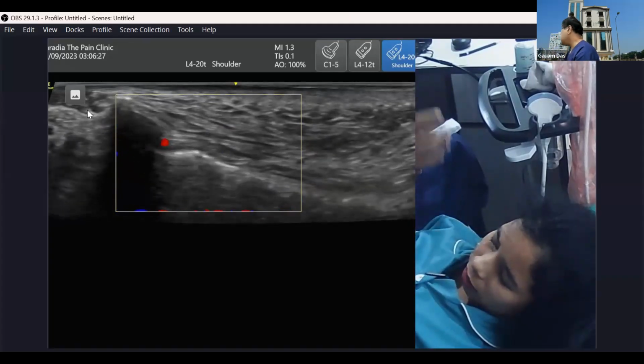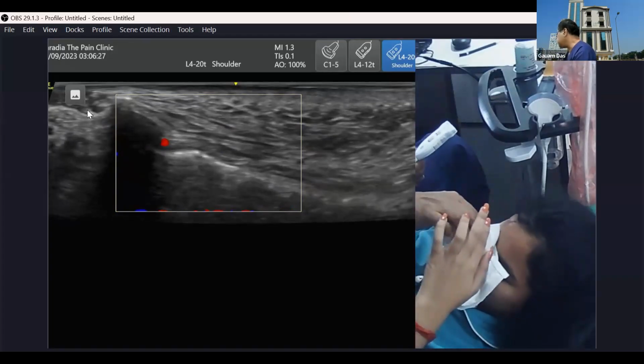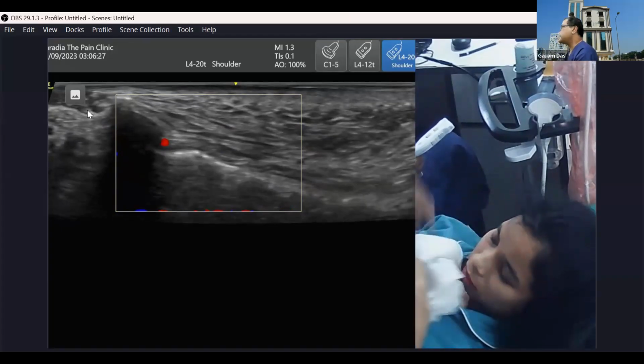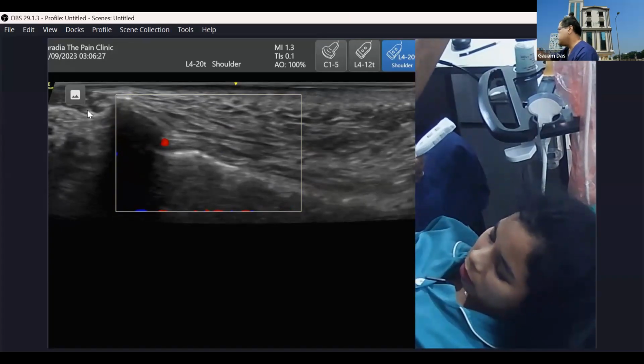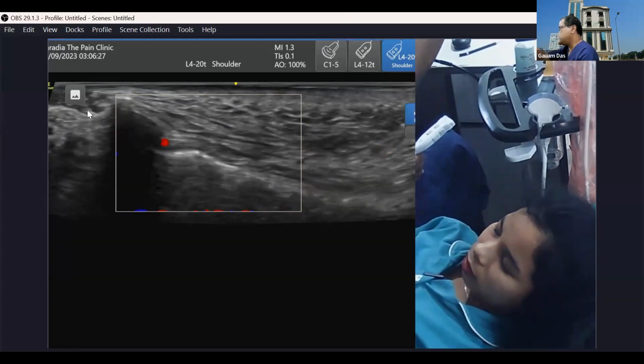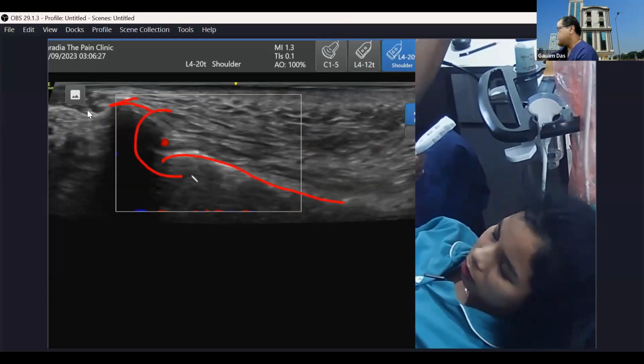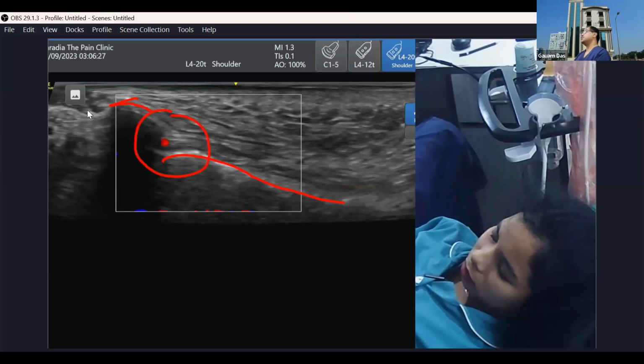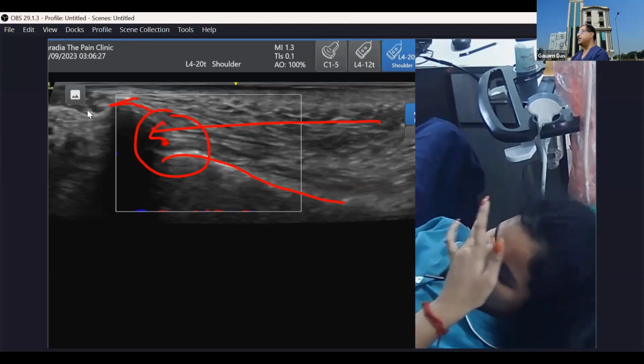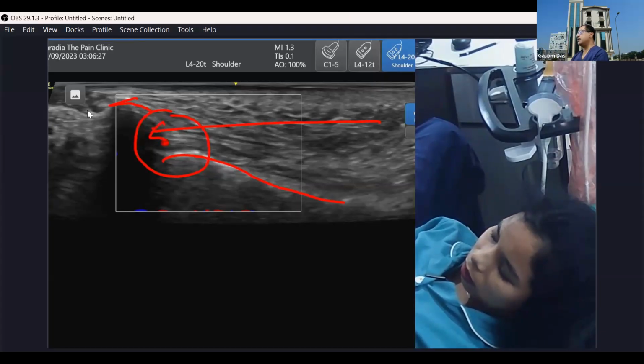This was your base of the orbit. This was the bone, and here you can see the pulsations. So that is for the infraorbital. The needle comes from like this, and we do the procedure. All these procedure videos, supraorbital, infraorbital, mental, are on our YouTube channel, so you can go through and see these nerve blocks under ultrasound guidance.